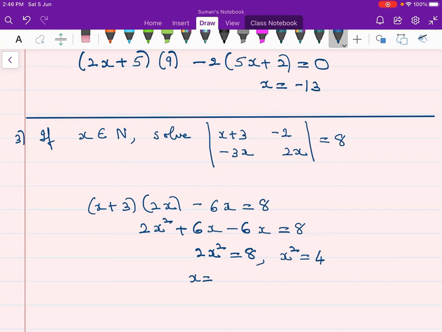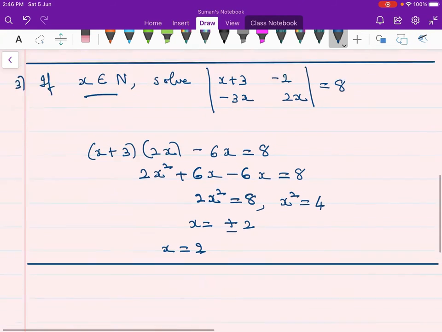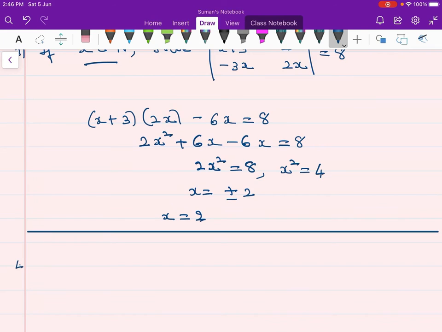Now technically x is plus or minus 2, but x is a natural number. So because of that you get x equal to 2. A commonly made mistake which students make is they ignore the fact that x is a natural number. So please remember that you have to look at the question and answer accordingly. Moving on to the next question.